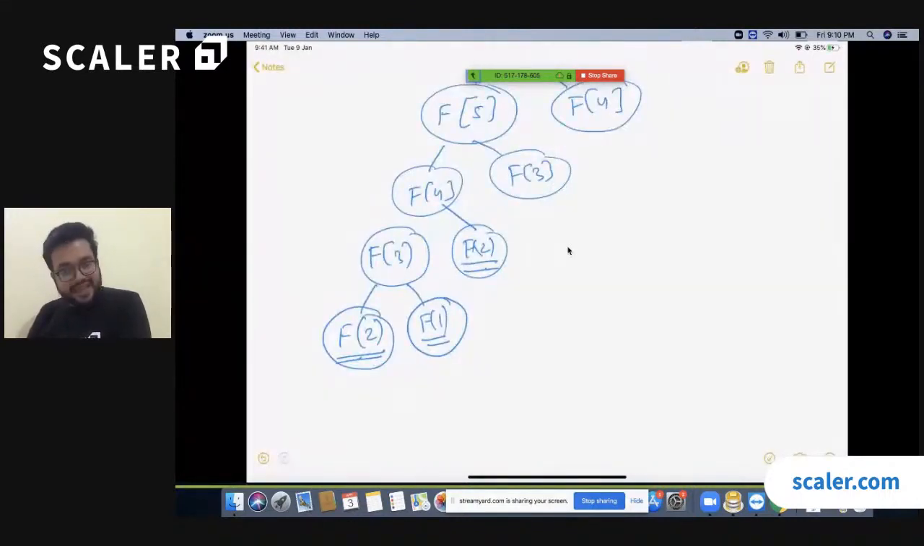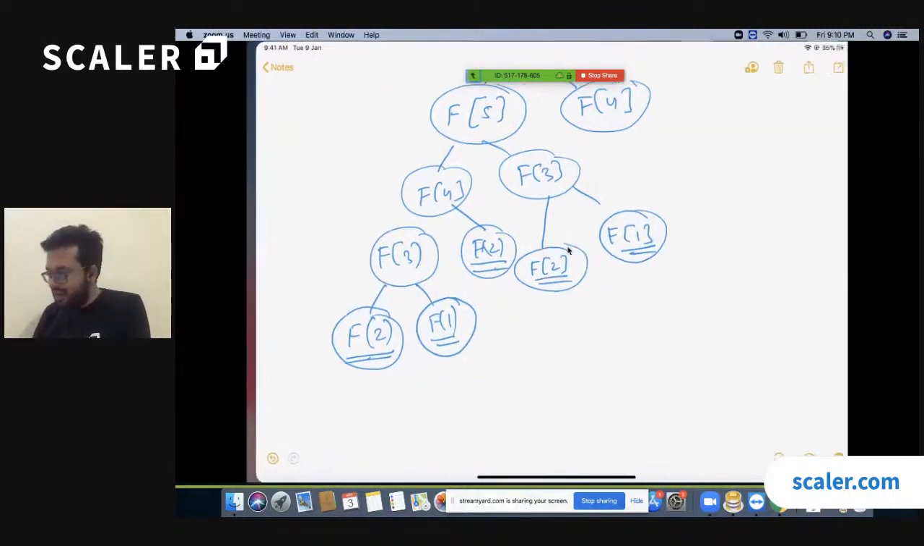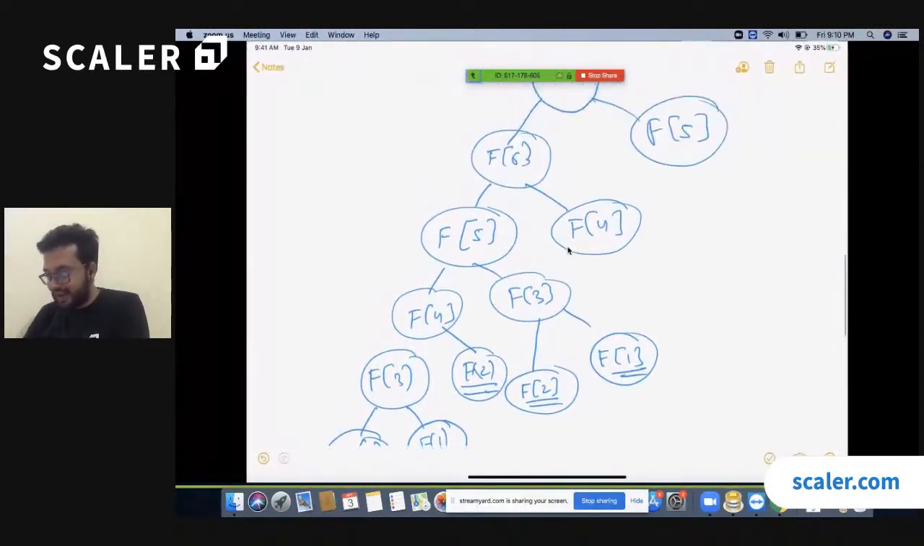Now, is F3 a base case? No, F3 is not a base case because I do not know the answer of F3 already. So I would define F3 into smaller problems as the summation of F2 and F1. Now, F2 is a base case and F1 is a base case. Now, let's come to the node which is still remaining, F4.